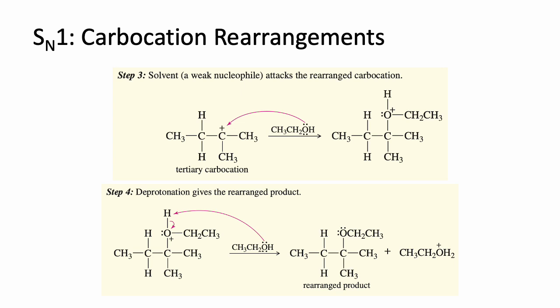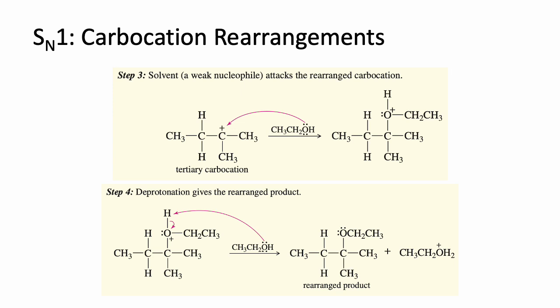So let's look at the whole mechanism here now. The carbocation has shifted positions, and so now that nucleophile is going to attack the new carbocation, the tertiary carbocation, and after we deprotonate, we're going to end up with our rearranged product. Remember that the leaving group was initially on carbon 2, and then after it left, we formed a carbocation on carbon 2, but then it rearranged, and so now the plus charge is on carbon 3.